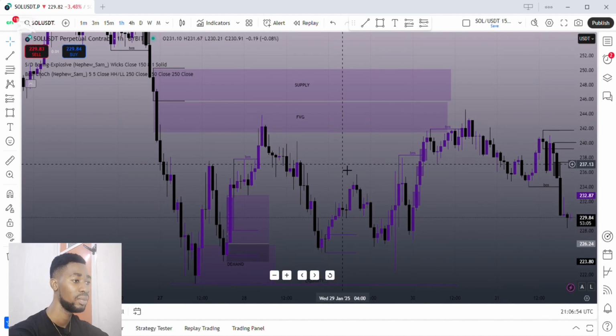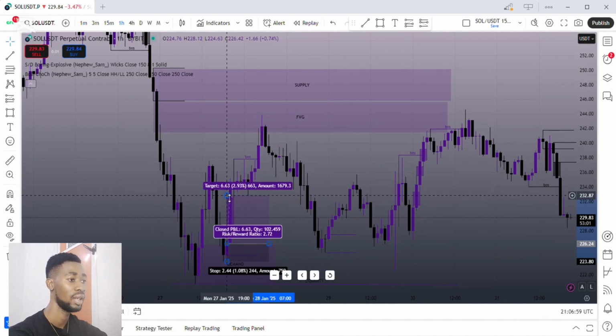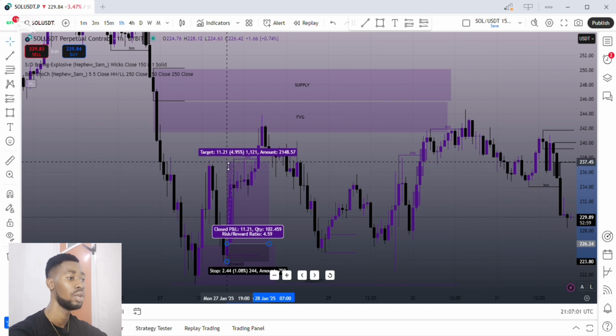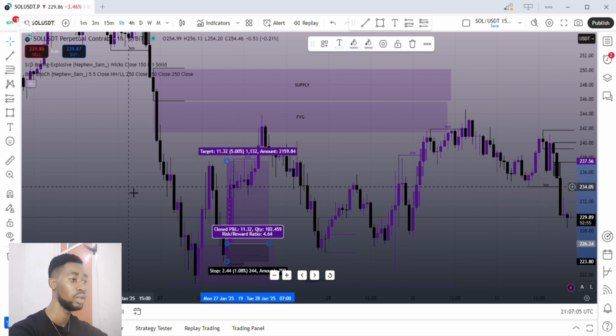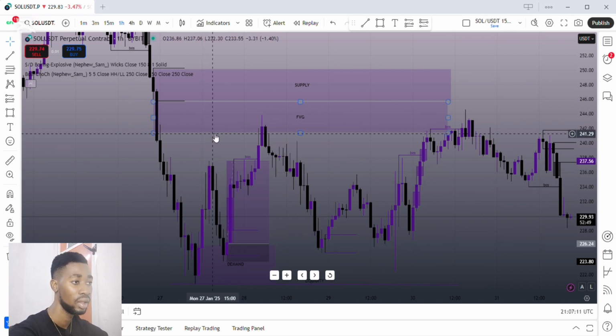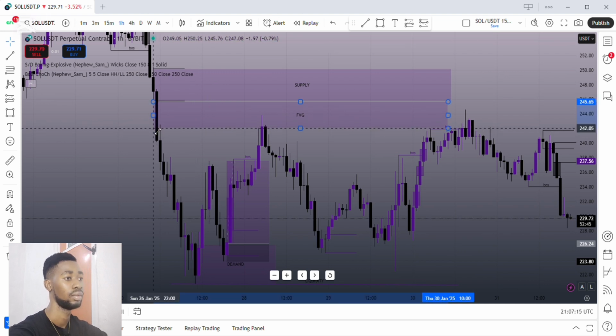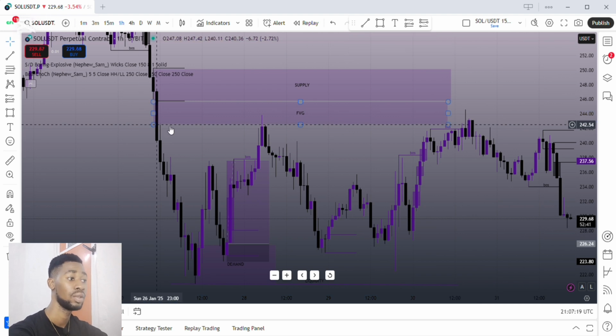You can target the previous high, which is this, the previous high, and that will give you a 1 to 4.6 risk to reward ratio. Or, price went up to this point, came down, but still hasn't gotten to this fair value gap here. Okay, I need to adjust this fair value gap. It's like this. So it hasn't gotten to this fair value gap here. So you can decide to target this fair value gap.